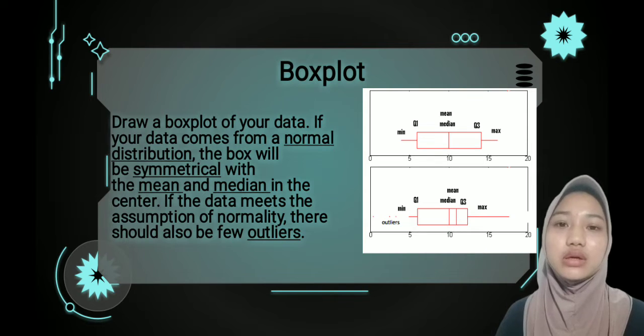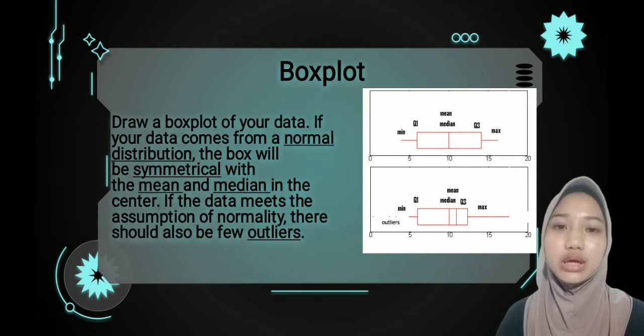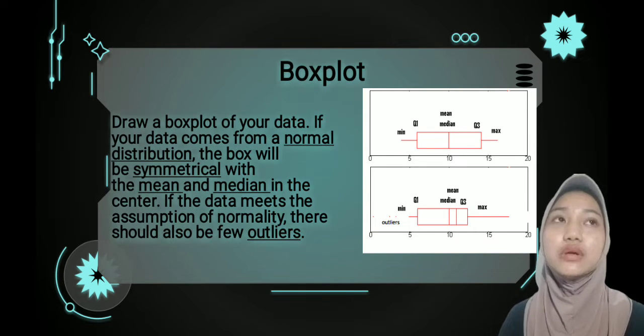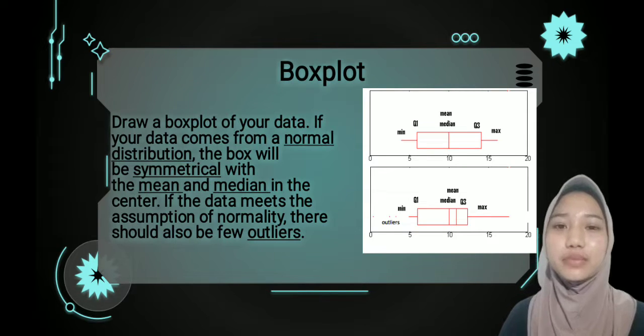Box plot. Draw a box plot of your data. If your data comes from a normal distribution, the box will be symmetrical with the mean and median in the center. If the data meets the assumption of normality, there should also be few outliers.